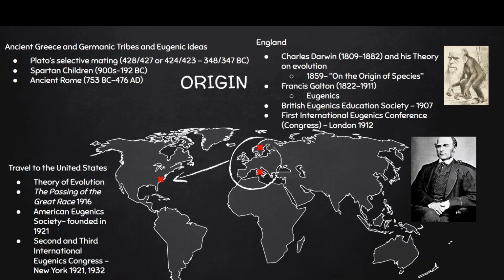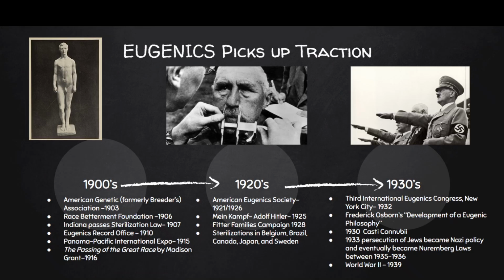The American Eugenics Society was established following the Congress in 1921 by Irving Fisher, Madison Grant, Harry H. Laughlin, Henry Fairfield Osborn, Frederick Osborn, and Henry Crampton. We'll talk more about a few of them soon. So let's now talk about key areas where eugenics picked up traction.